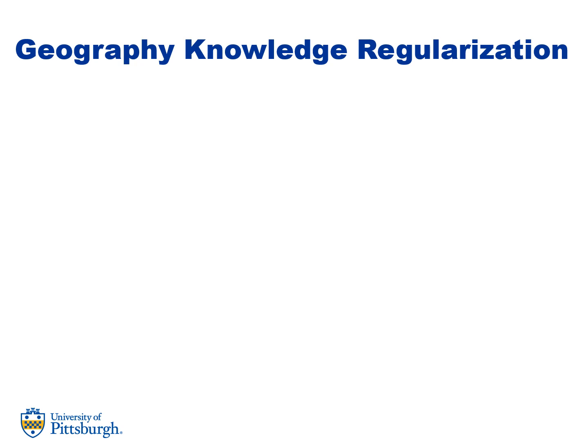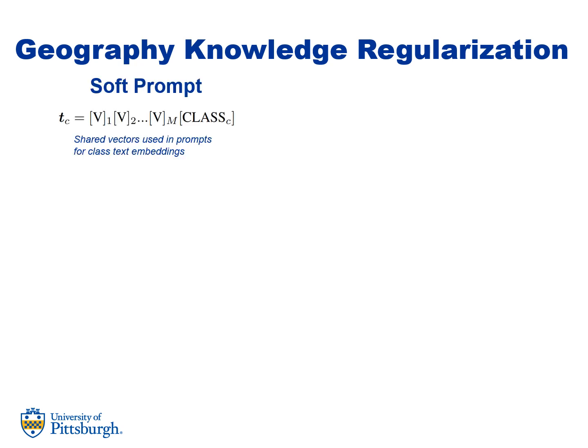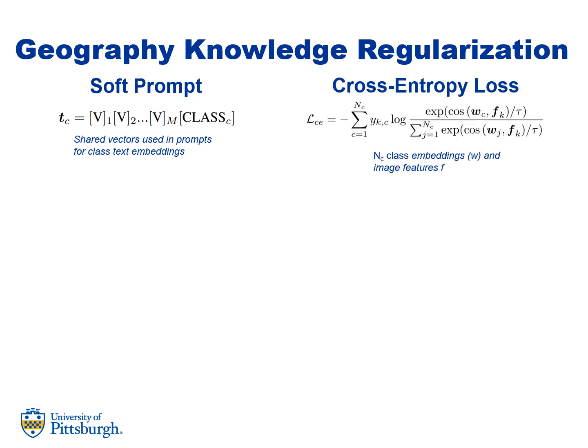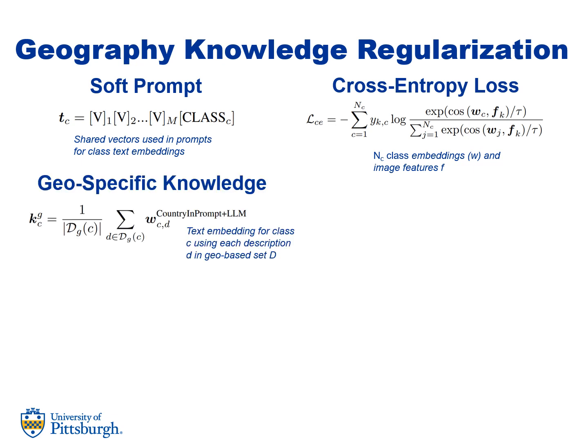Here's our mechanism. First, learnable soft prompts are defined. They're shared for each class. Second, a cross-entropy loss is used to train these prompts using some supervised image data. Third, we define geospecific knowledge as the class representation for a given geography. The average embedding of all geo-based LLM descriptions for a class is used.